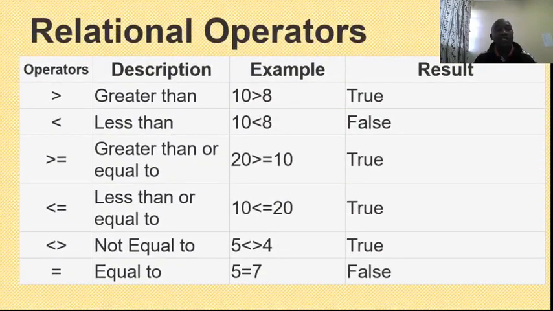Then we can go ahead and look at relational operators. We usually have relational operators, mathematical operators, and also logical operators. We have greater than; we have seen how it works. We have less than. This one returns true or false. Then we have greater than or equal to, less than or equal to, and not equal to. Look at this, not equal to, how it is written: 5 not equal to 4, that is true. Equal to gives true or false.